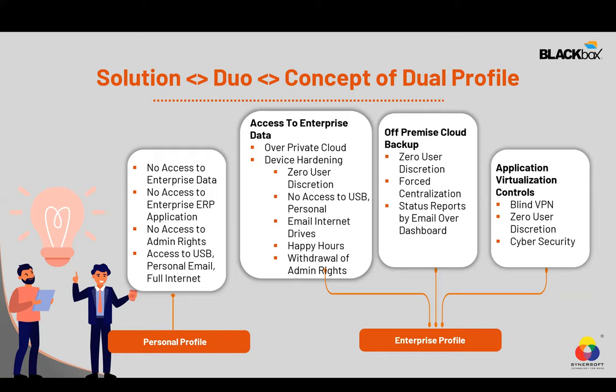And then we have also seen how blind VPN works. Blind VPN means without having knowledge of the IP address or user or password for the VPN, the user is able to connect and then access the data, whatever it is. And it happens on SSL. So utmost cyber security is also there. So this is how this concept of Duo works.